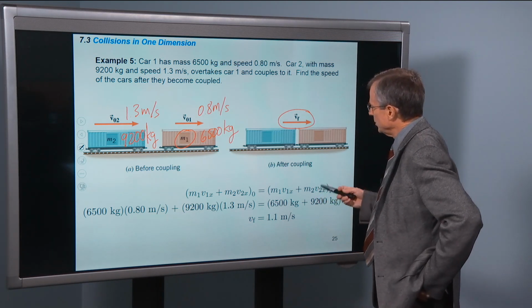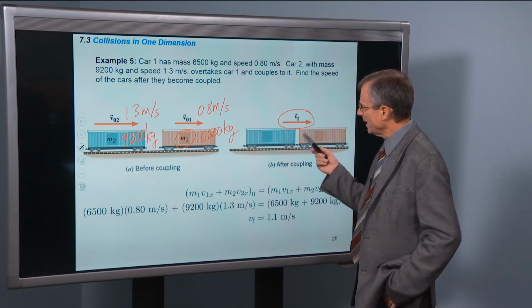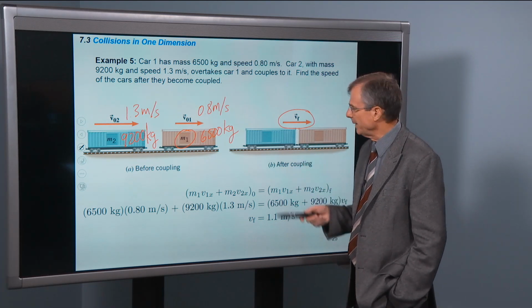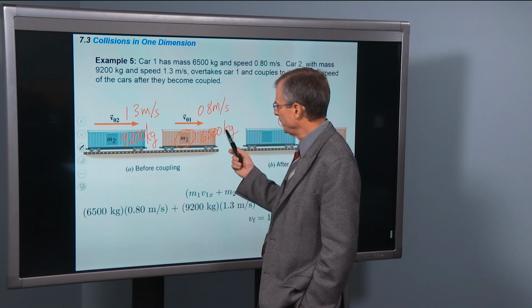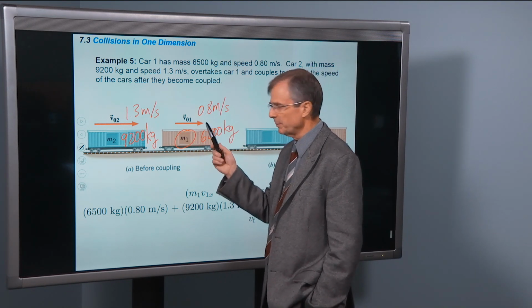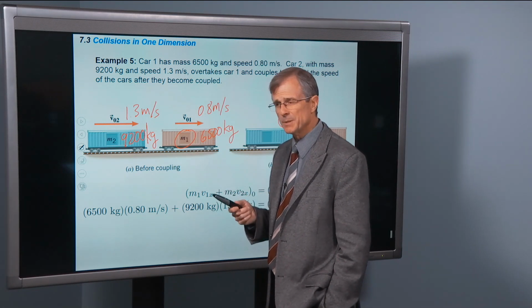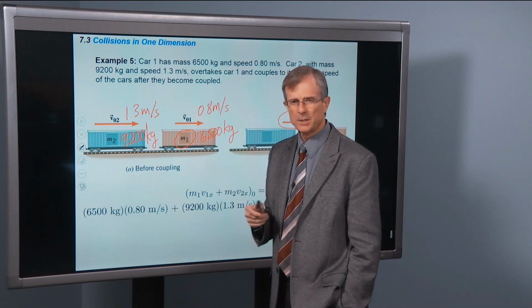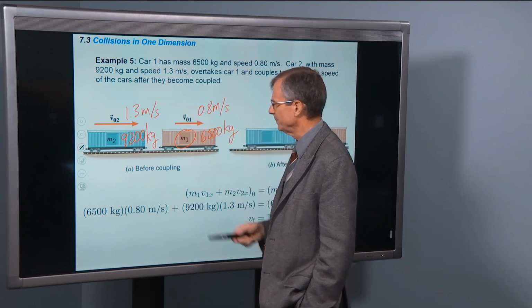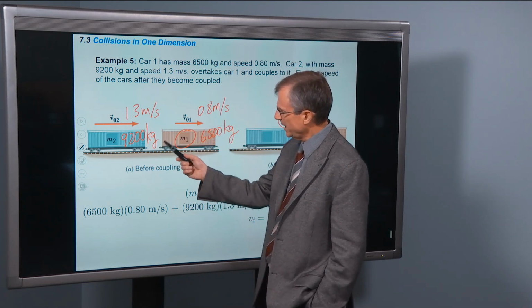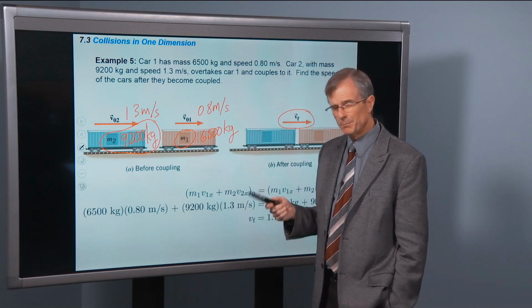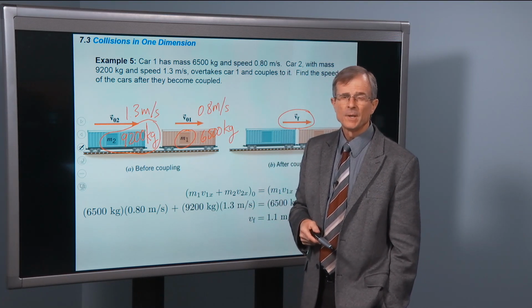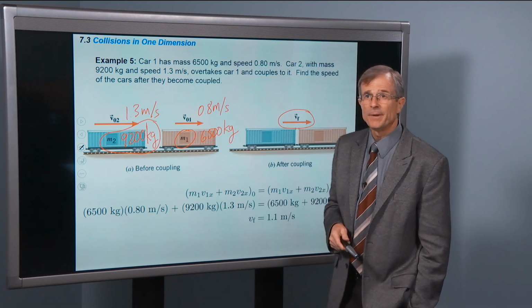And I might ask you, before we do the calculation, what you might expect that velocity to be. Would it be bigger than either of those two velocities, or somewhere between the two? I think you might say it seems to make sense for the final velocity to be somewhere between these two. And given that car 2 is more massive than car 1, it might have more of a say on what the final velocity is, and in fact that's true.